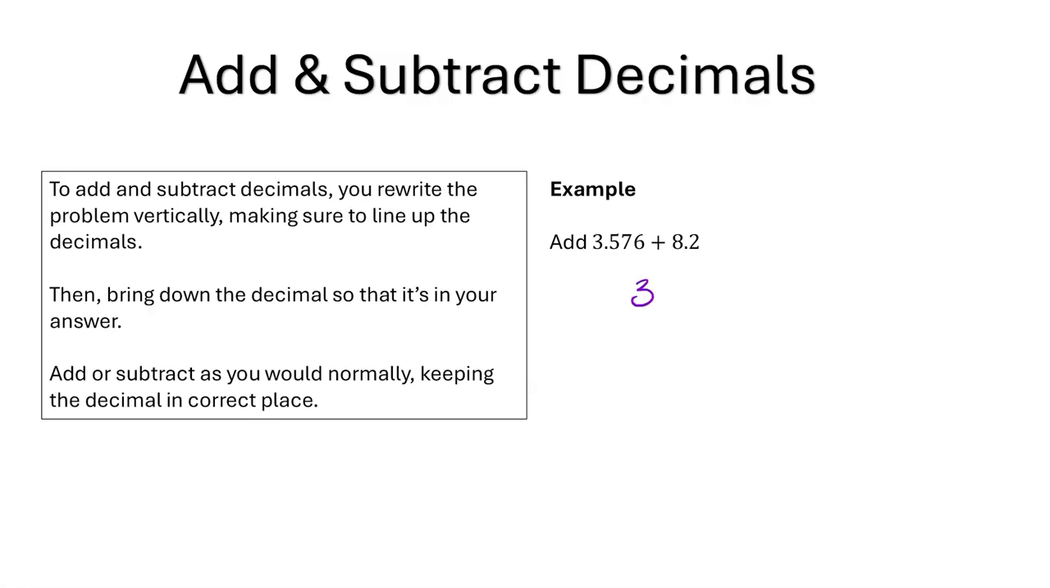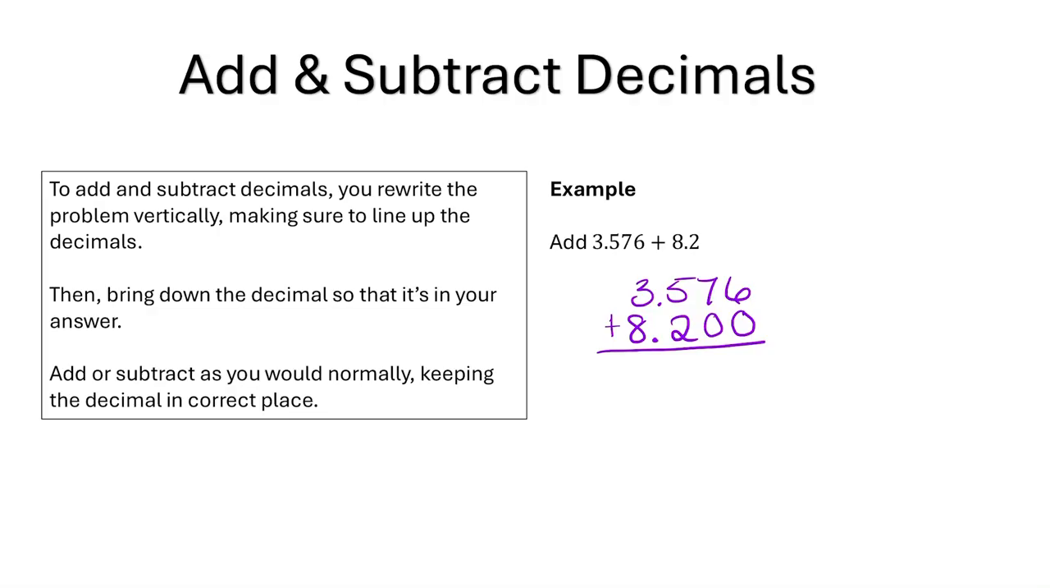So I have 3.576 and then I write the 8.2 with the decimal in the same place. Notice that these two don't match up because I have some extra digits in my top number. But what you can do is add these zeros in at the end as placeholders just so you can see that everything lines up correctly.